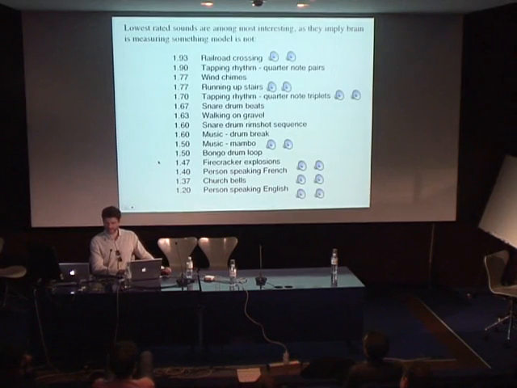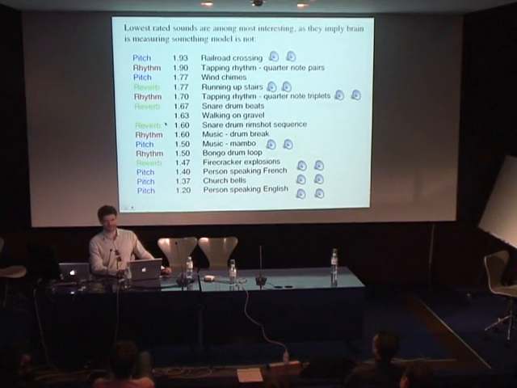This is a list of the sounds that get the lowest rating, and just to make life easy on you, I've labeled them here because they tend to fall into roughly 3 classes. That is, sounds that contain pitch, sounds that contain rhythm, and sounds that have reverberation. And I'll just play you a couple of examples, first of the original and then of the synthetic version.